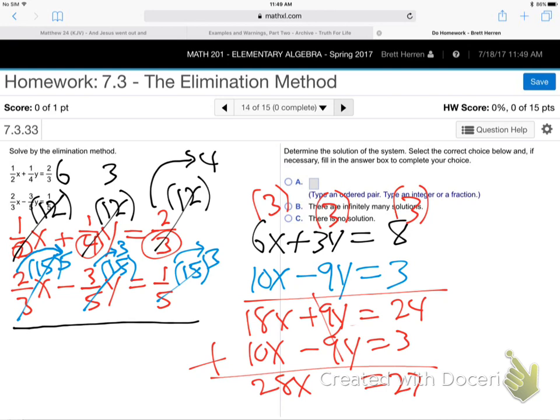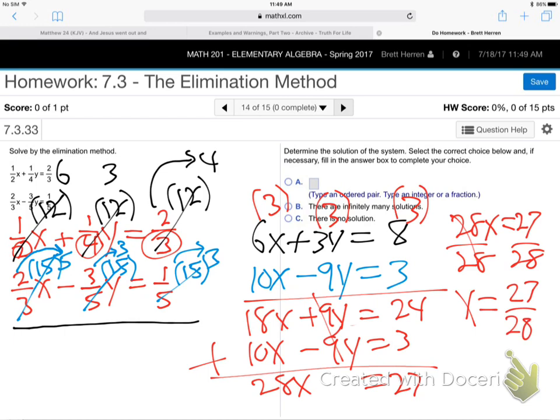But why did I get x first? Let me finish. So 28x equals 27, divide by 28. There it is. x is 27/28. That's weird and yucky. So why did I get x first? What made that happen? Well, because I made y eliminate. I made the y's the same number, one positive, one negative, so they went away, and I got x.